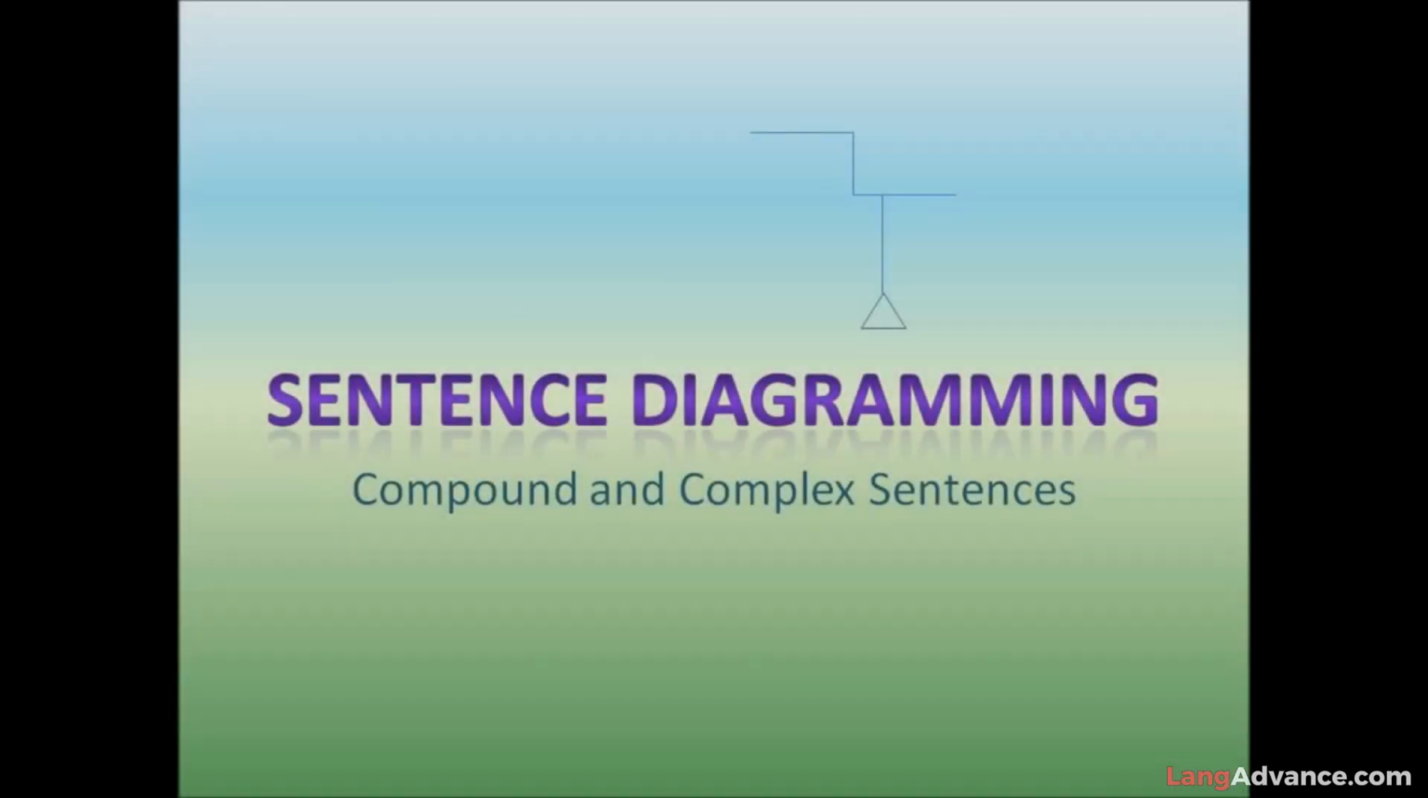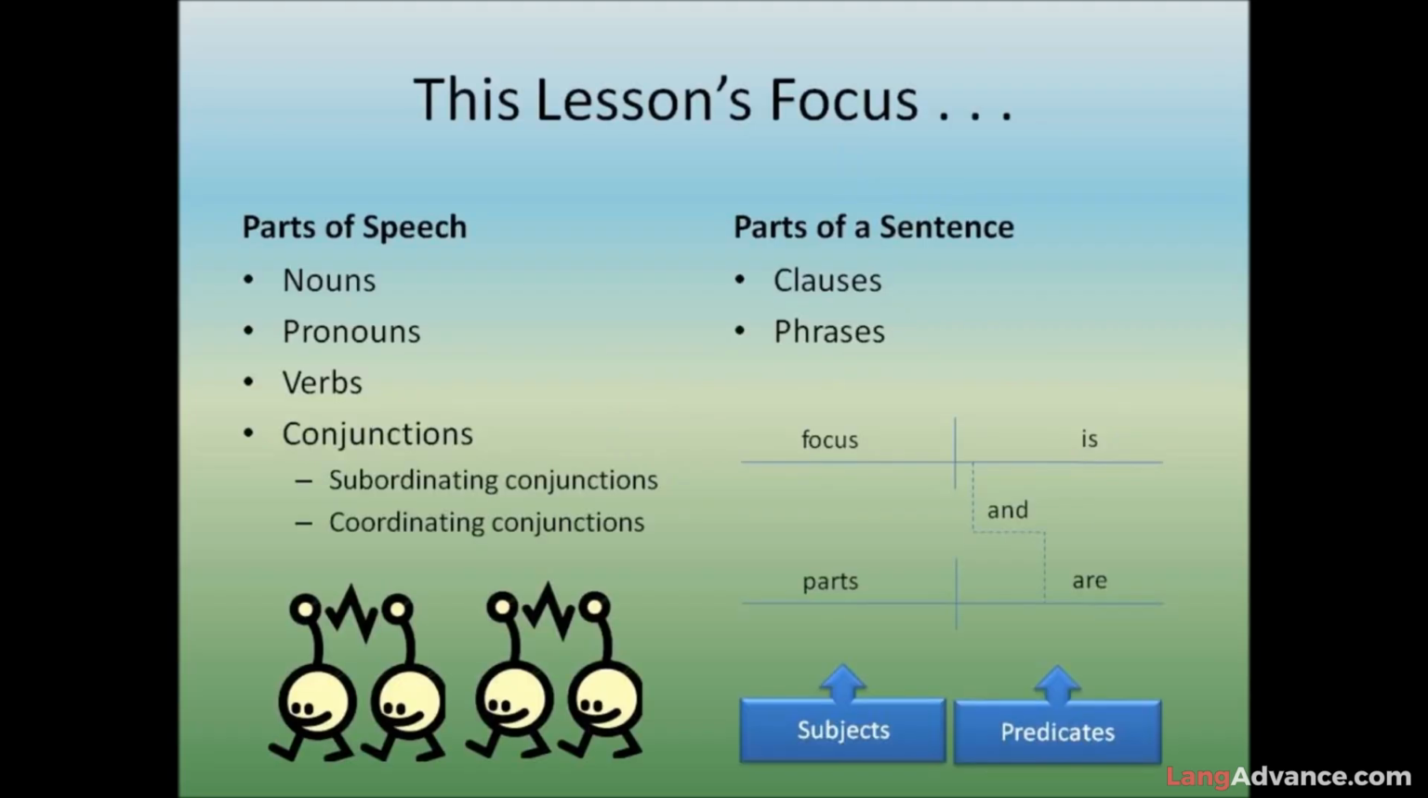Congratulations! You've finally made it to the final lesson in diagramming sentences, and this is diagramming compound and complex sentences. This lesson's focus is on the parts of speech: nouns, pronouns, verbs, conjunctions, including subordinating conjunctions and coordinating conjunctions, and the parts of a sentence that we'll be talking about are clauses and phrases.